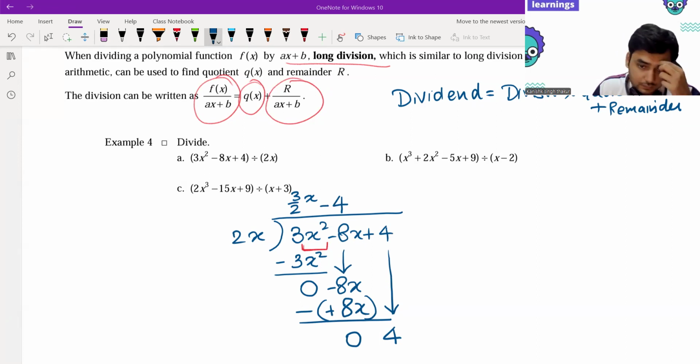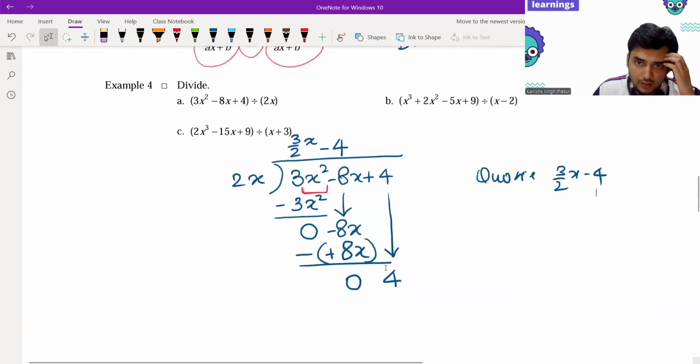That's it. Okay. Or you can multiply by 2 over x also, but then again your quotient will change. So the quotient will be 3 over 2x minus 4, right? That's it. Let's try to do the B part here.